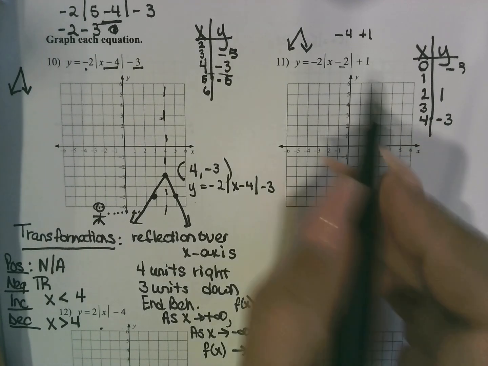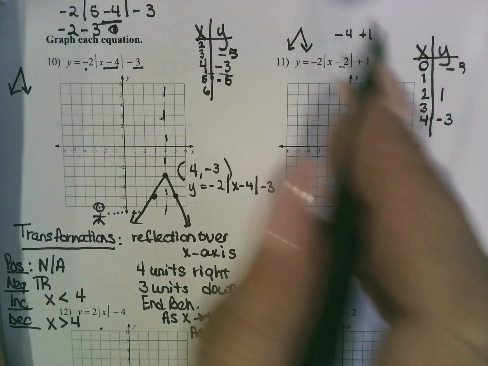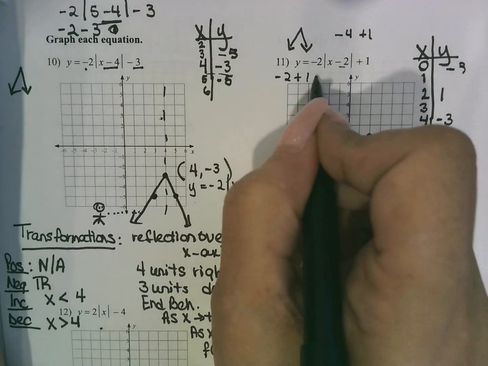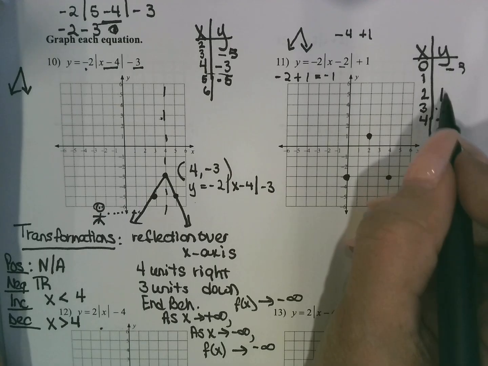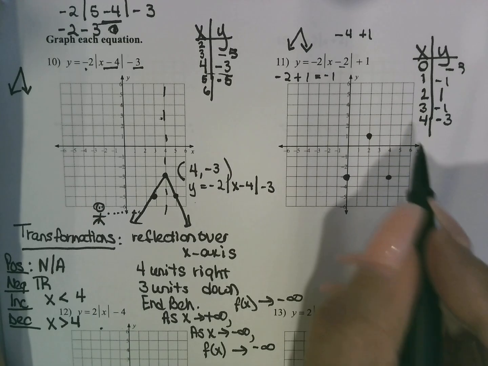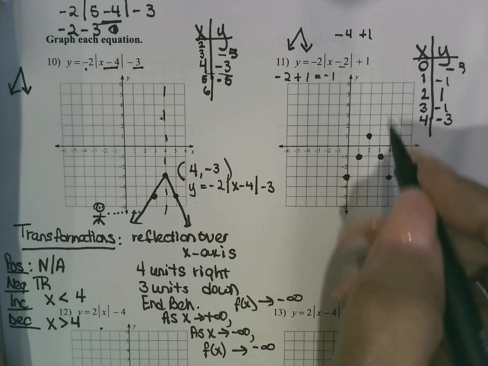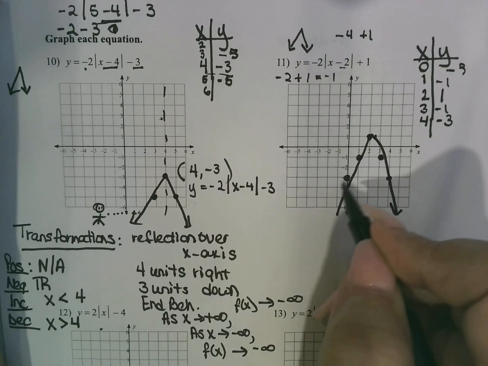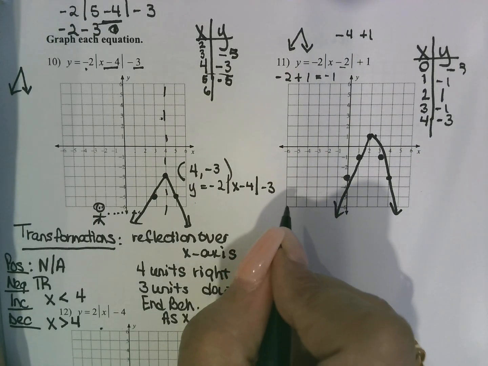And then we'll plug in a 3. 3 minus 2, that's 1. The absolute value is 1. 1 times negative 2 is negative 2. And negative 2 plus 1 is negative 1. So at 1, we're at negative 1. And at 3, we are at negative 1. Connect your dots. Oops, sorry about that. Close enough. We're done with the graphing part.